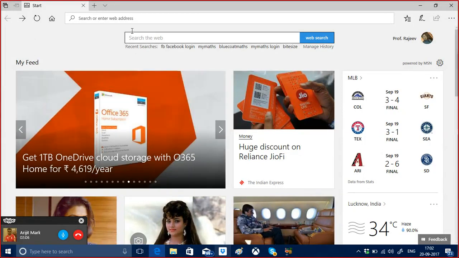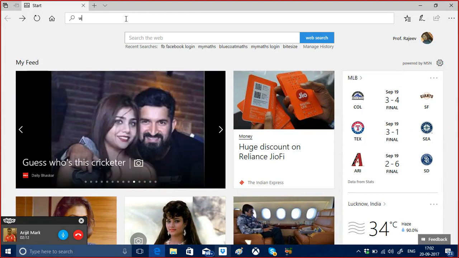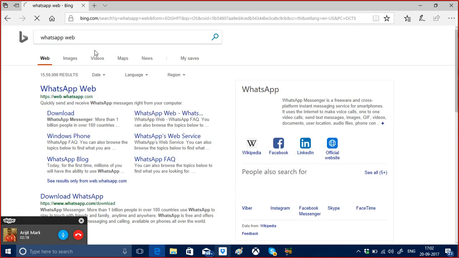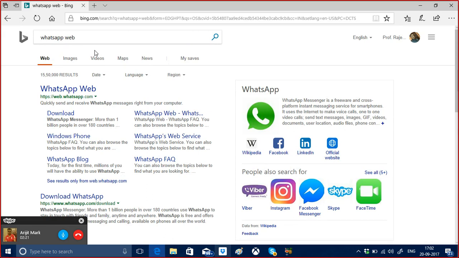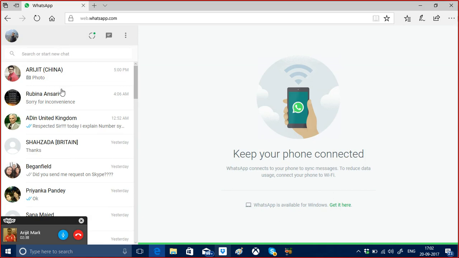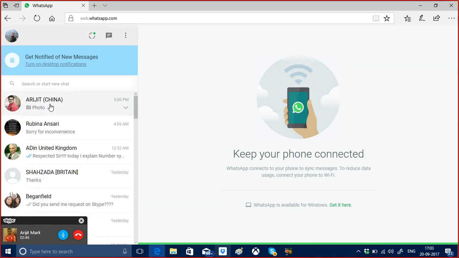Are you able to see on your screen, beta? It's still loading. Yes, now I can see. WhatsApp Web, wait. And you send me pictures on WhatsApp? Yes, that's right. Yes, you send me on WhatsApp and, wait. Yes, that is connected. So I'm opening that.